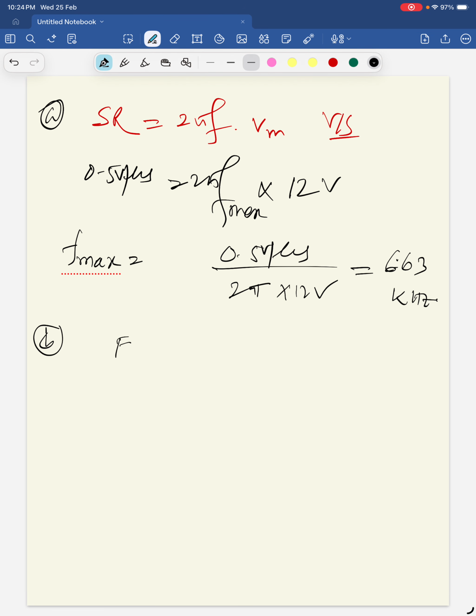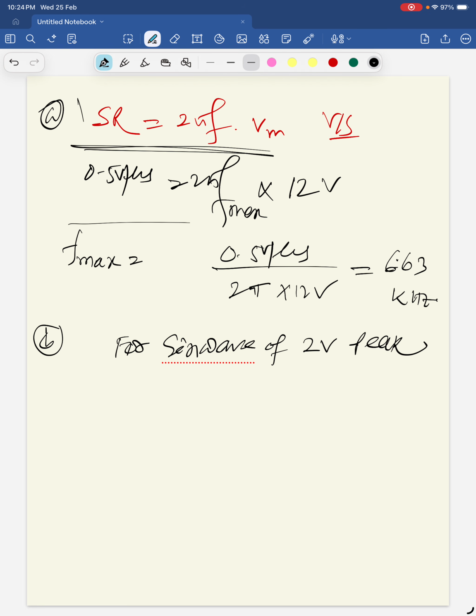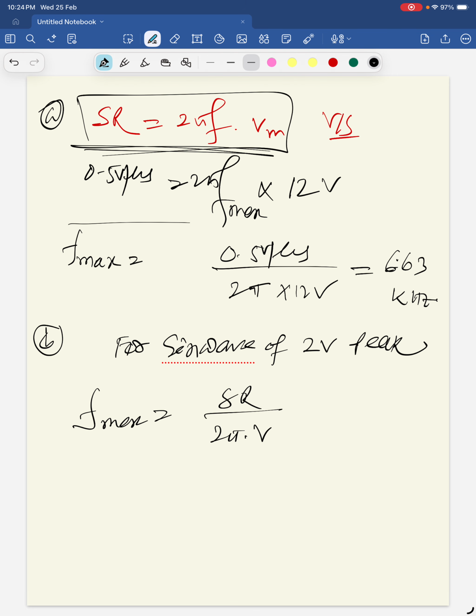Now question number B. Here, for the sine wave of 2 volt peak, f max from this formula is equal to SR, slew rate, by twice pi into Vm. Slew rate 0.5 volt per microsecond divided by twice pi into 2 volt. So that will give you 39.8 kilohertz. So simple.